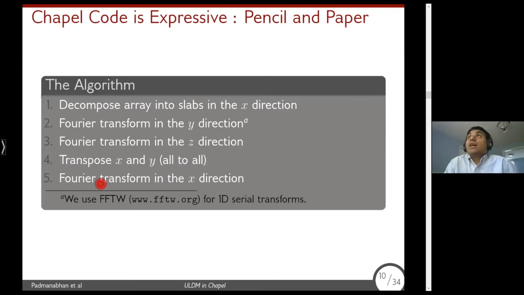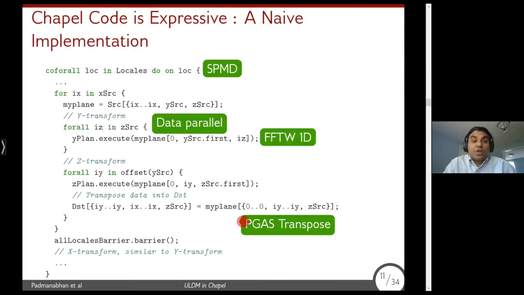And so we said, let's ask what it would take to do this in Chapel. We use FFTW to do all of the one-dimensional local serial transforms. So we're not trying to beat tuned one-dimensional serial codes. We're really thinking about the data movement that FFTs bring with them. So here's a naive implementation of this code. You basically do a loop over all of your locales, doing your Y, Z, and then the X transform. And I've highlighted some of the various little pieces of the Chapel that are nice.